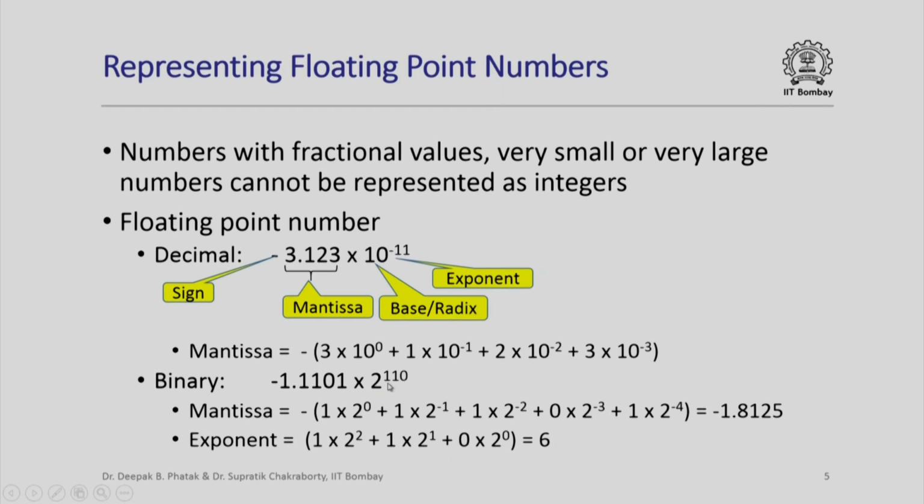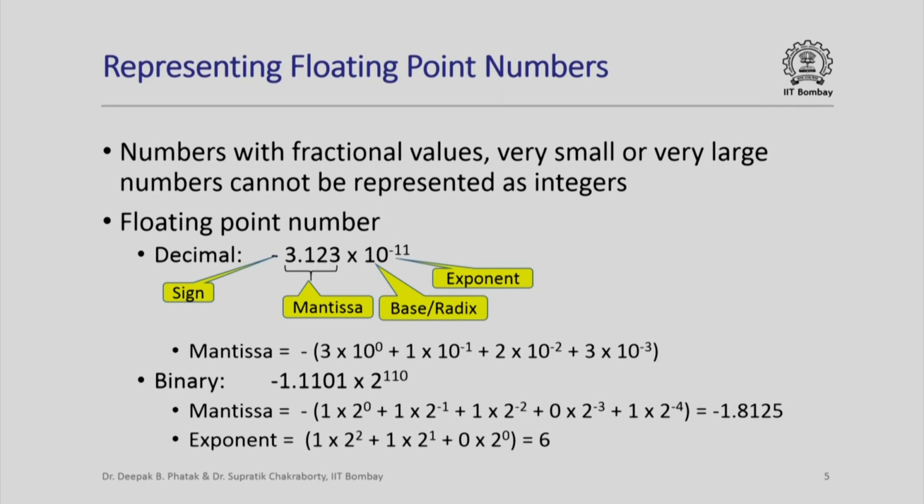The exponent is once again a binary number, and this is just the way we read off integers represented in binary. So it is 1 into 2 raised to 2 plus 1 into 2 raised to 1 plus 0 times 2 raised to 0, that is 6. So this number represented in binary actually represents minus 1.8125 times 2 raised to 6 if I were to talk about the decimal representation.